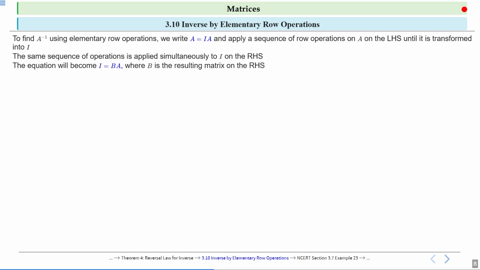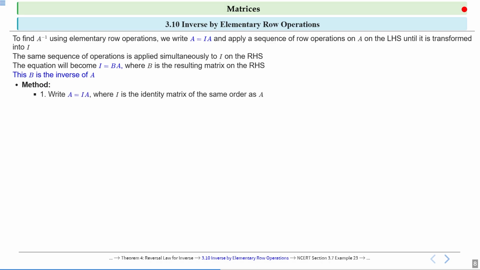The equation will become I is equal to BA, where B is the resulting matrix on the RHS. This B is the inverse of A. Now let's see the method.